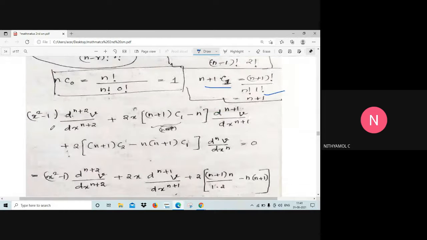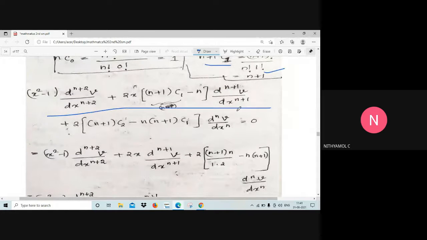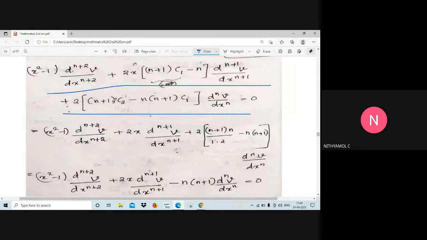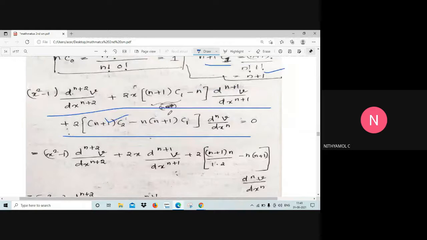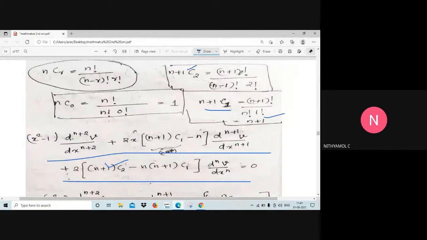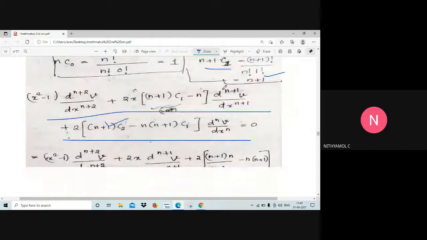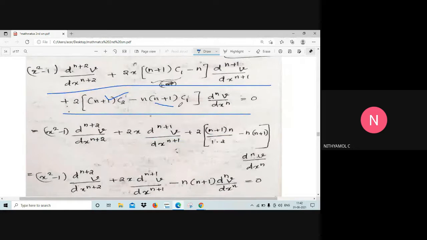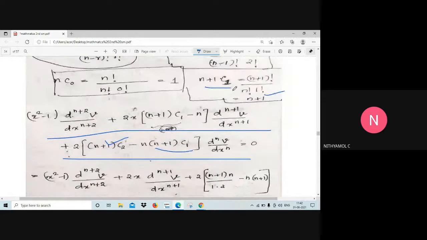Okay, I'm rearranging the above equation like this. Then, instead of n plus 1 C2, I can use n plus 1 factorial by n minus 1 factorial, and instead of n plus 1 C1, I can use this n plus 1 here.